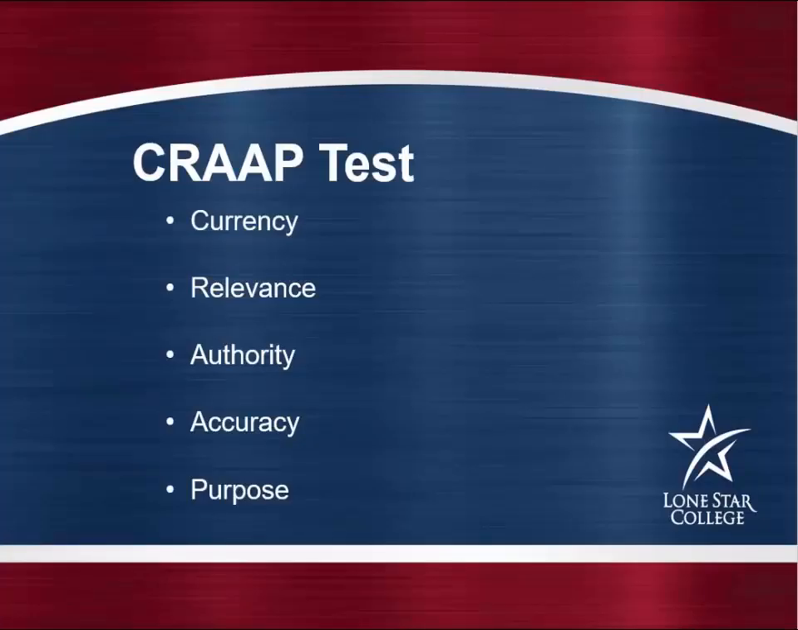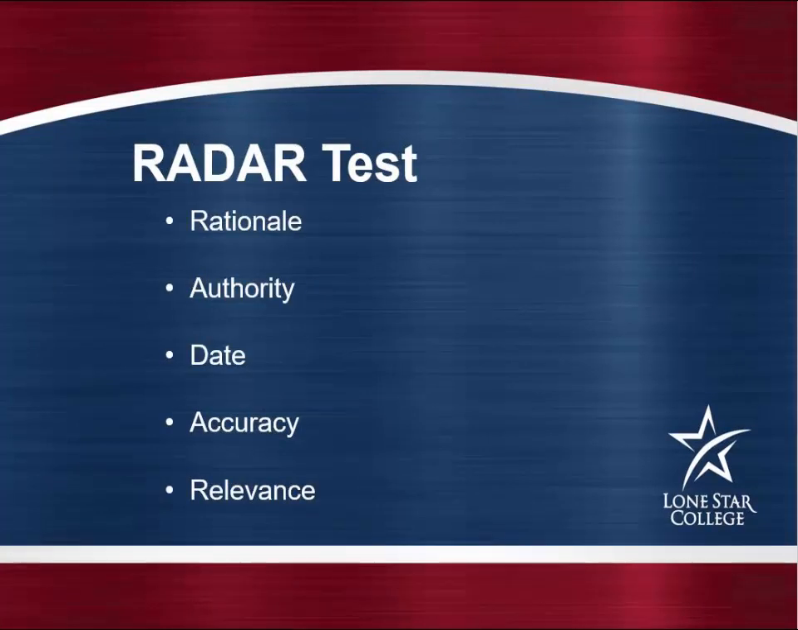There are different systems to evaluate information that librarians often teach. Some librarians use what is called the CRAP test. Good information should have currency, relevance, authority, accuracy, and purpose. Others use the acronym RADAR: rationale, authority, date, accuracy, and relevance. Both of these systems and others are just fine.